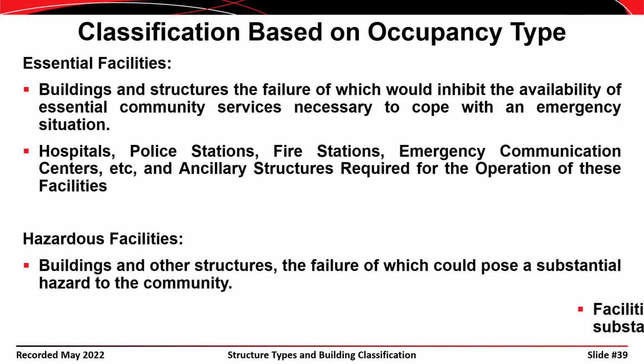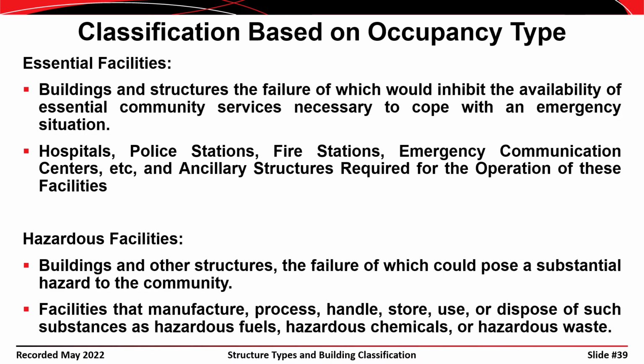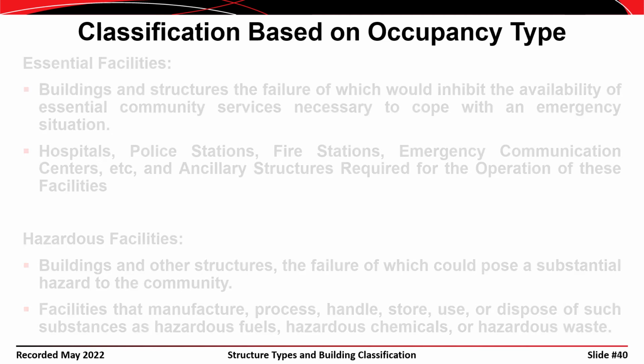Another consideration are hazardous facilities. These are buildings or structures whose failure would cause some type of ill effect to the community around it. So think about a nuclear power plant. If there's an earthquake or a tsunami, for example, and a nuclear power plant releases radiation into the atmosphere, that would be bad. So they're designed to a higher standard, a different standard. Chemical plants, things of that nature, hazardous waste facilities are all designed to a special criteria.